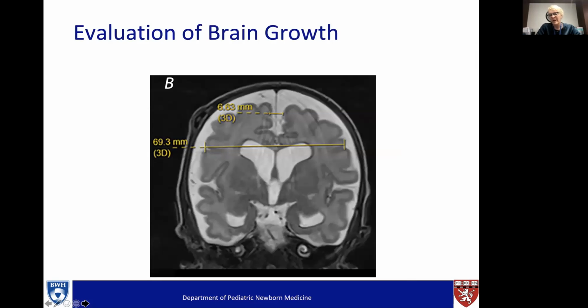And what do I mean by that? You can take simple calipers on your MRI and measure a so-called biparietal diameter to look at brain growth, and a measure of interhemispheric distance to look at the gap between the hemispheres to show impairment in brain growth and development, as is shown in this image here, in an infant that was born extremely preterm.